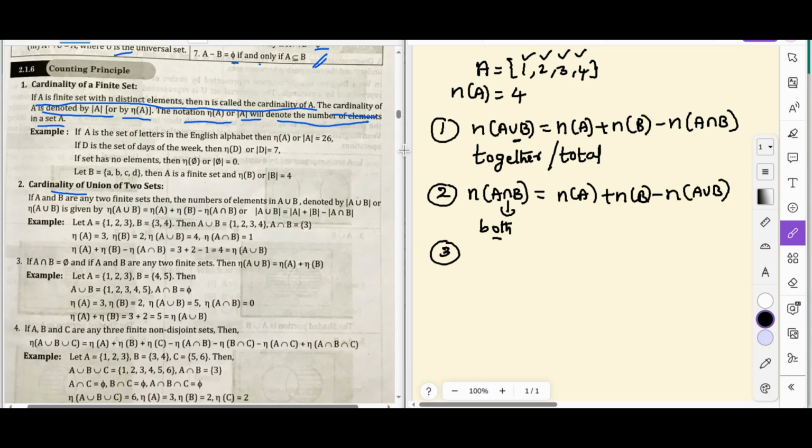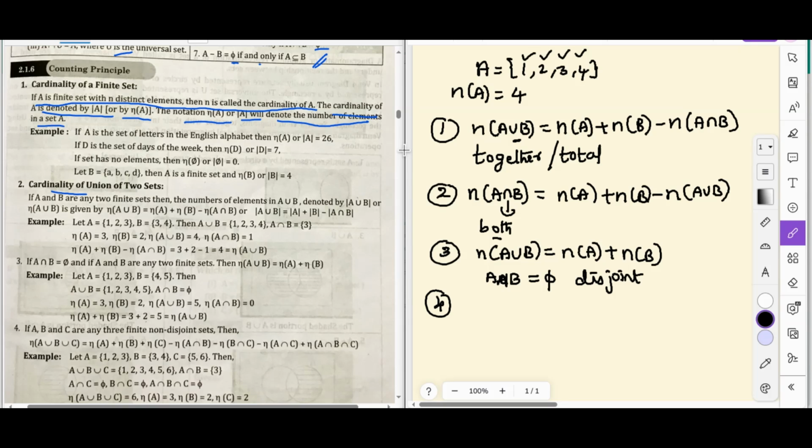Then the third one is n of A union B will be n of A plus n of B, where A intersection B will be a null set, or it is disjoint. When it is disjoint, we'll be using this formula.